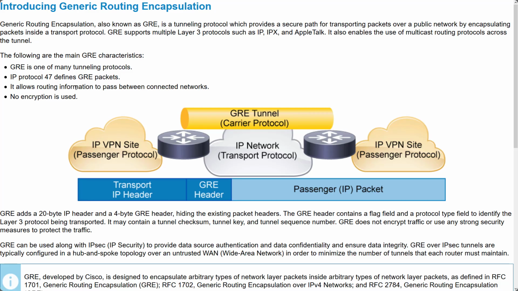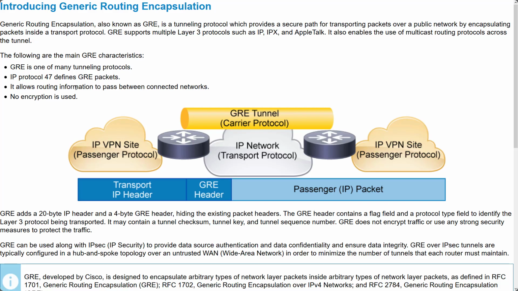The nice thing about GRE, though, is it allows us to pretty much tunnel anything, any kind of protocol that we want. Multicast traffic, broadcast traffic, unicast traffic, as well as other protocols and so on. It really is data agnostic when it comes to what can be transported in the tunnel. Now, it does by definition provide a secure path for transport, but it does not provide encryption, all right?